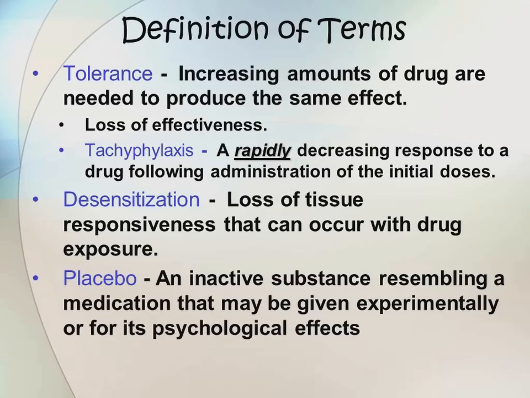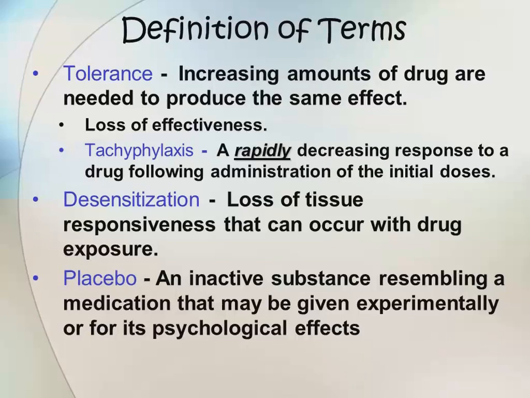Okay, tolerance. Tolerance is basically where you're taking more and more of the drug and you're getting less and less effect. A lot of times nasal sprays for allergies can get that way. You build up a tolerance to it. You lose effectiveness. The same dose doesn't do what it used to do. Tachyphylaxis is a specific type of tolerance where it is a rapid decrease in response. And the tachy should give you the clue that it's rapidly occurring. So very quickly you develop an inability for the drug to work after an initial dose.